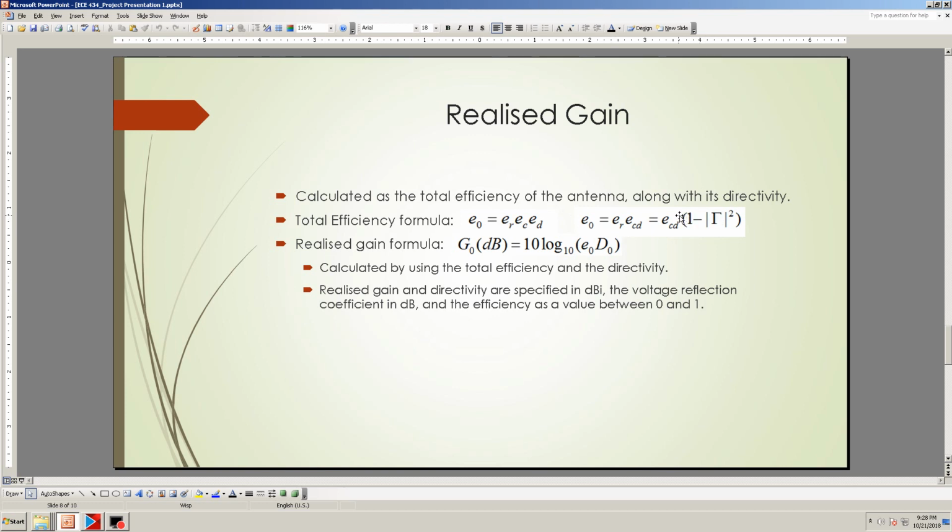And therefore, the realized gain is calculated by using the total efficiency and the directivity, which is why you're able to get this formula. The realized gain and the directivity are both specified in dBi. The voltage reflection coefficient is in dB, and the efficiency is a value anywhere between 0 and 1, I would want to say.